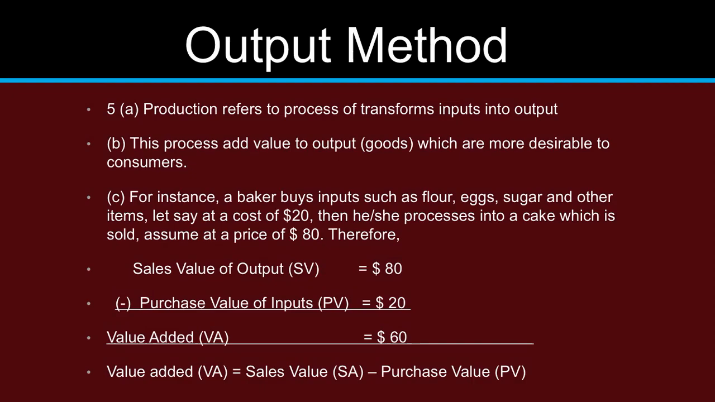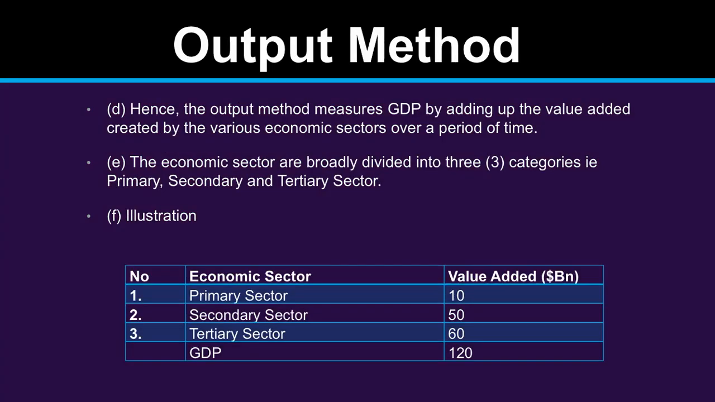For example, a baker buys inputs such as flour, eggs, sugar and other items, let's say at a cost of $20. Then he or she processes it into a cake which is sold, assume, at the price of $80. Therefore, you can see the sales value of output is $80. The purchase value of inputs is $20. Therefore, the value added to the cake is about $60. So value added equals the sales value minus the purchase value.